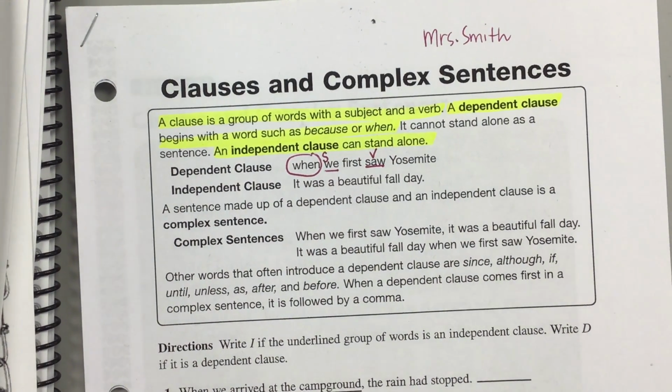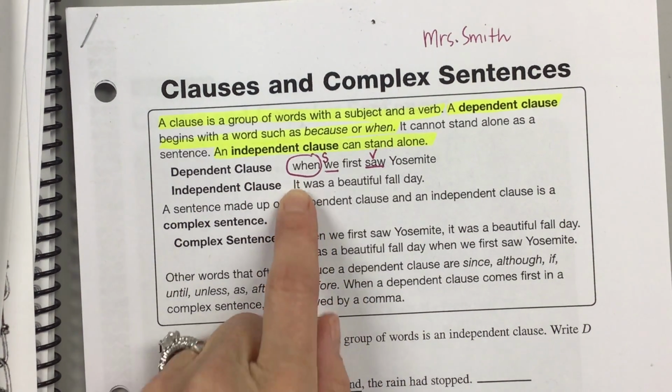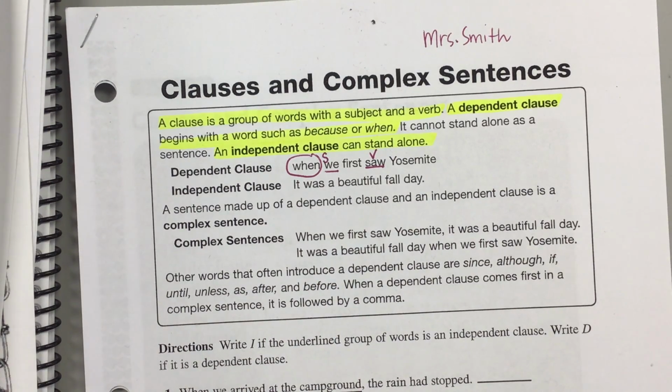Now, the reason that's a dependent clause, though, is because of that word when. When we first saw Yosemite. If I just said, we saw Yosemite, that's a complete sentence. I don't have to say anything else. But when I put that word when there, it makes me feel like you're getting ready to say something else. Like, when we first saw Yosemite, I thought it was amazing. When we first saw Yosemite, there was a bear. Whatever, it's not complete, it's unfinished.